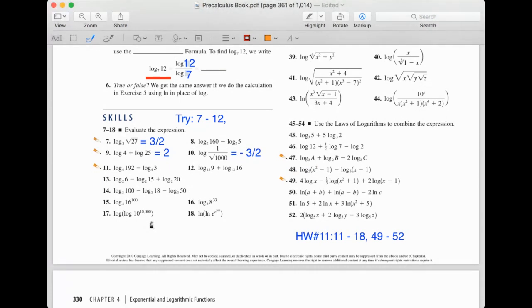So I didn't take a picture, but I can talk about it. Yeah, talk about it. So for 8, I put 160 and 5 together from the second law. I think it was the second law, and then it's log base 2, and then 160 over 5. So that's log base 2, 32.